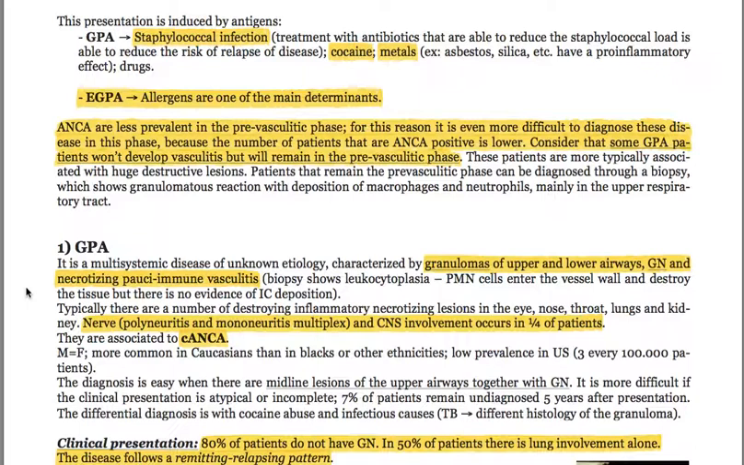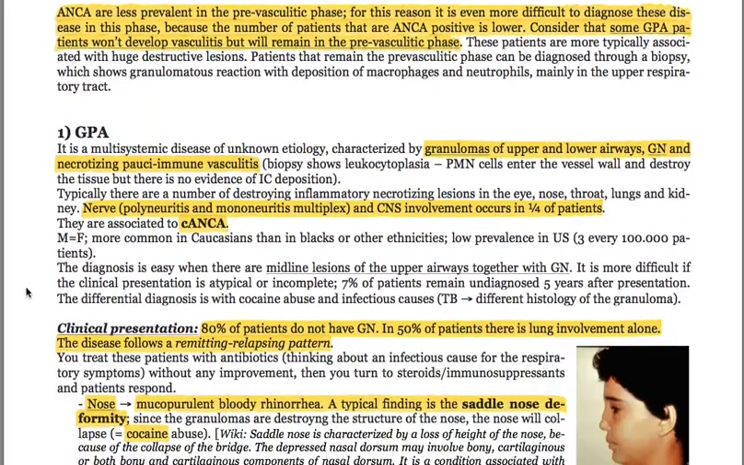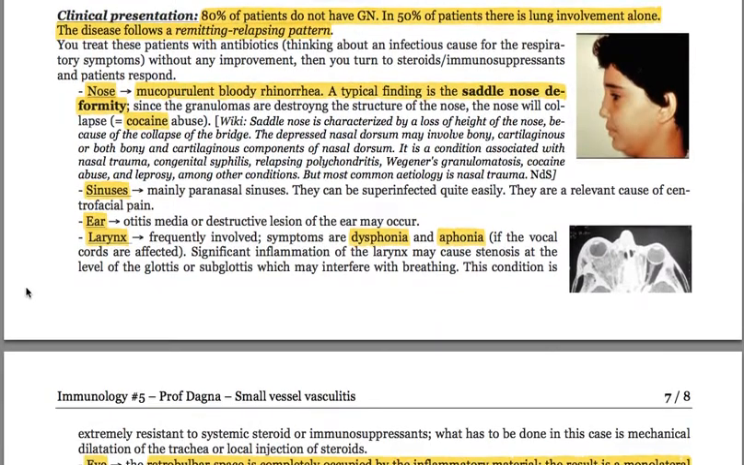The diagnosis is easy when there are midline lesions of the upper airways together with glomerulonephritis. It is more difficult if the clinical presentation is atypical or incomplete. 7% of patients remain undiagnosed for years after presentation. The differential diagnosis is with cocaine abuse and infectious causes; tuberculosis, for example, has a different histology of the granuloma. Clinical presentation: 80% of patients do not have granulomas.